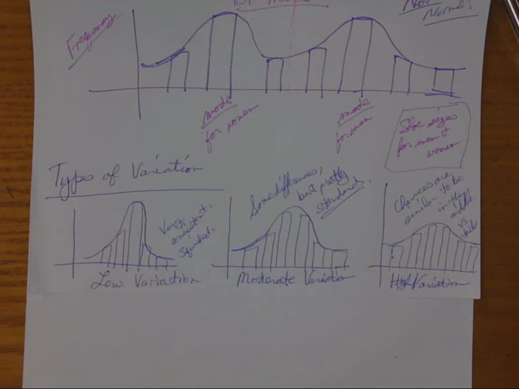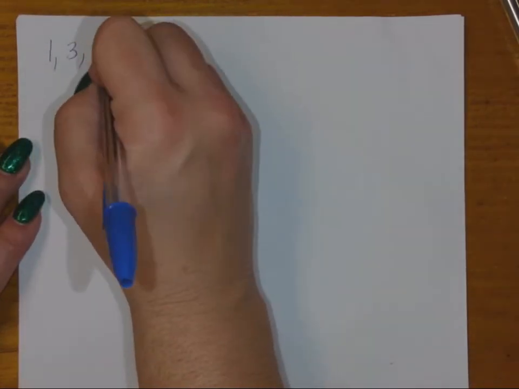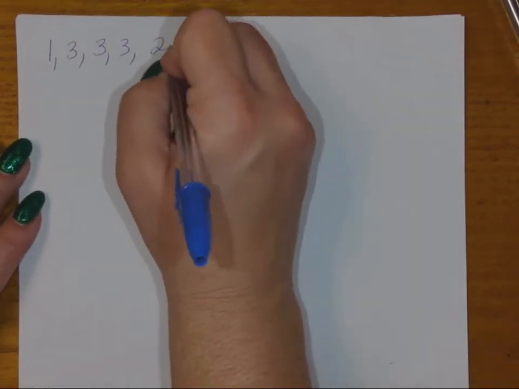Let's see. I already talked about skewed data does not have mean equals mode equals median. Remember that, please. Okay. I'm going to give you real quickly a data set so that you can see how some of these might look. And think about the different types of variation. What if I gave you the data set 1, 3, 3, 3, 200? What do you think that guy would look like?